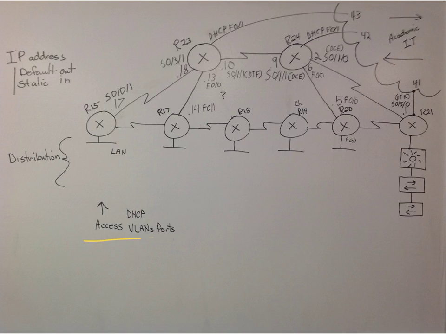So, access, DHCP, VLAN ports, should be able to get in. Distribution layer. I drew the network out. Got our LANs.